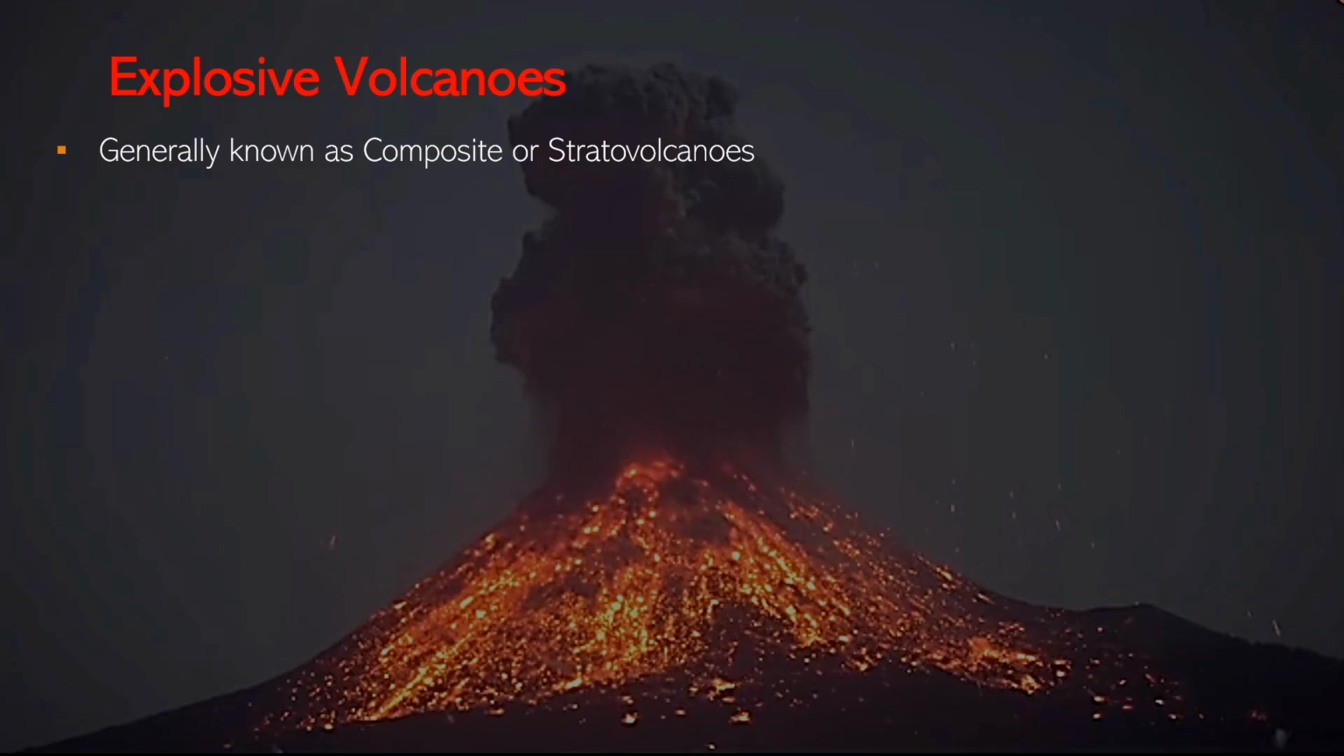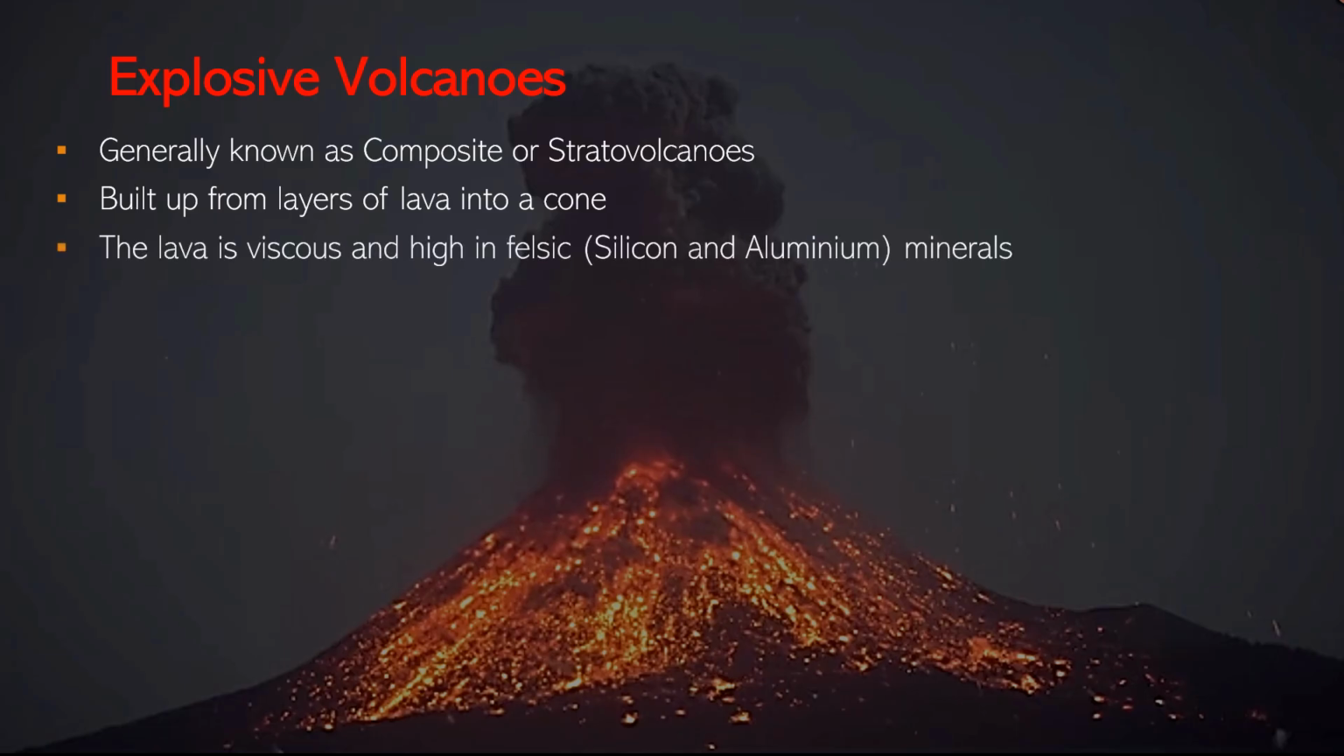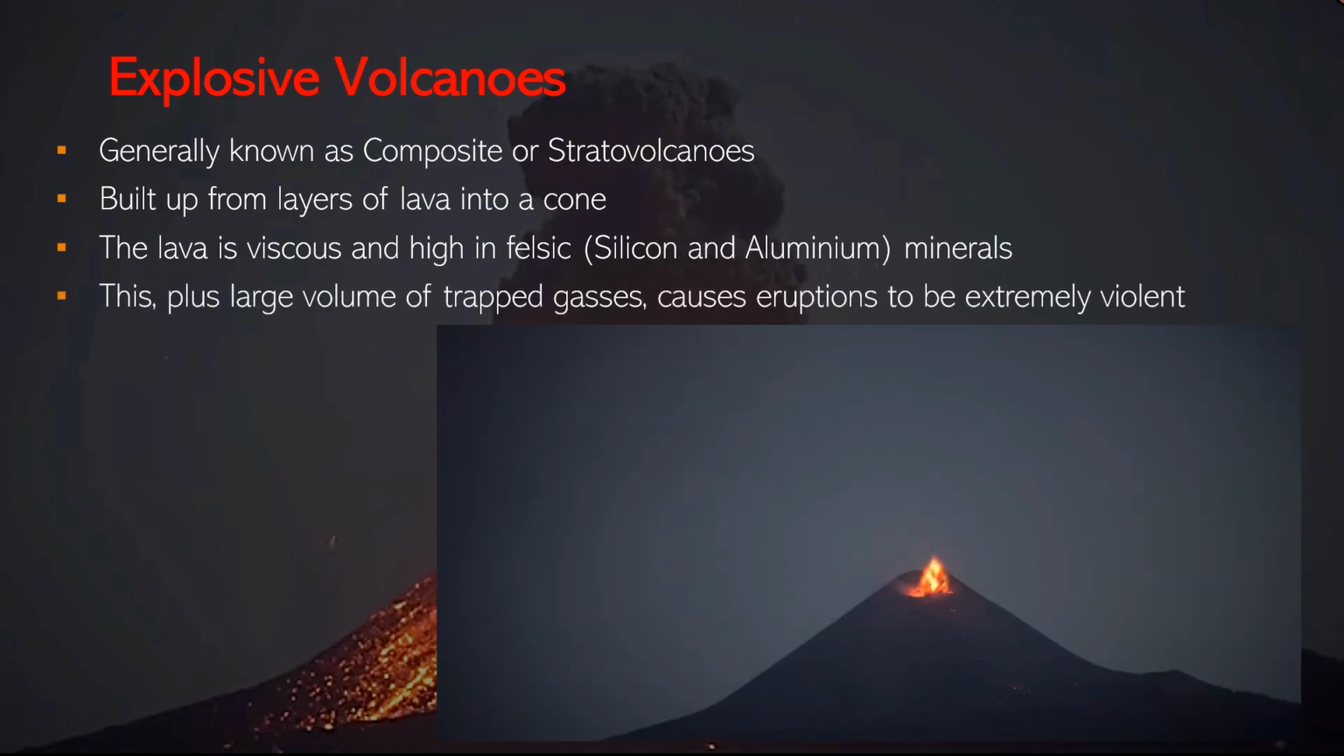Explosive volcanoes. These are generally known as composite or stratovolcanoes as they are built up of layers of solid lava from successive eruptions, giving them the form of a steep cone, as the lava is more viscous than that in shield volcanoes and so does not spread as far. The higher viscosity is due to a greater volume of intermediate to felsic minerals, silicon and aluminium, which makes the originating magma less fluid and more prone to trapping gases, especially water vapor, carbon dioxide and sulfur dioxide, leading to explosive eruptions.